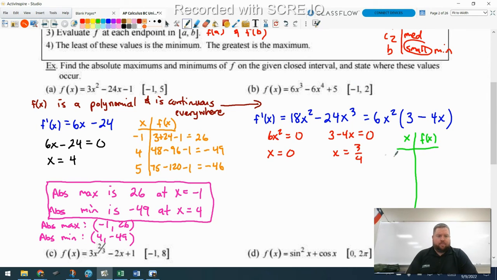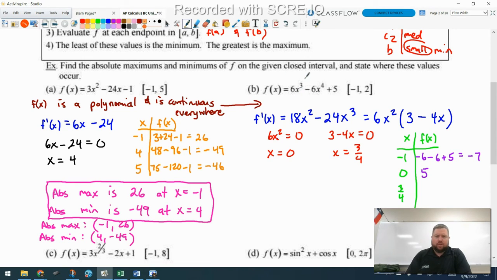All right, so I'm going to include my endpoints, negative 1, 0, 3/4, and 2. We're going to plug all these into our function and figure out our maximum and minimum. Okay, so we have negative 1, so that's going to be negative 6, another negative 6, and then plus 5. Negative 12 plus 5 is negative 7. Plug in 0, it's going to 0 out those two, and we're left with 5. 3/4 is going to be tough. I'm going to do that one last.